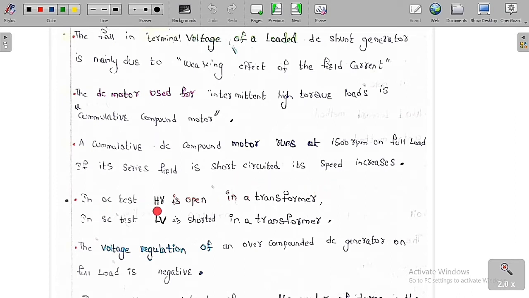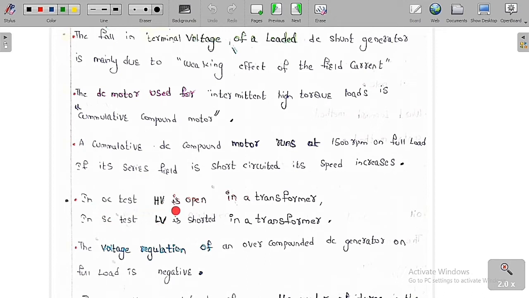In the OC test, HV is open in a transformer. I have already told you, in the OC test we need to give the rated voltage. On the LV side, the rated voltage is less, so we give the supply to the LV winding and keep the HV winding open circuited. In the SC test we need the rated current. In the HV winding we get the rated current of a lesser value, so we give the supply to the HV winding and short circuit the LV winding.